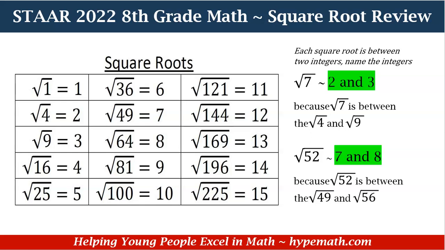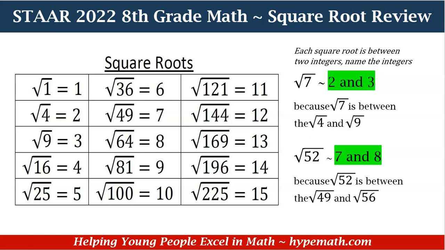Let's do another one, the square root of 52. If we're trying to find out what two integers the square root of 52 is in between, we would say 7 and 8. Why would you say that, Miss Jackson? Well, because the square root of 52, tongue twister, is in between the square root of 49 and the square root of 56. Like, for instance, the square root of 49, the square root of 50, 51, 52, 53.